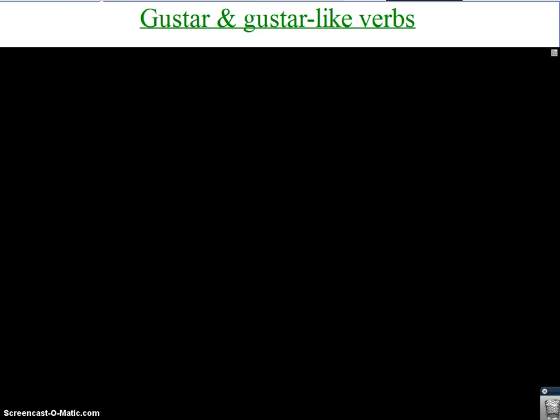Alright guys, it's important that I make sure that you understand Gustar and verbs that work like Gustar. So I'm going to show you a diagram that will help you understand it, and if it doesn't, we'll go over it in class. But what I need you to do is turn your paper to the side. You need to start on a completely blank piece of paper and you need to turn it to the side.